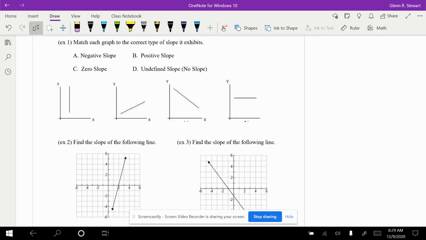So example number 1, match each graph to the correct type of slope it exhibits. If you look at this first graph, that is a vertical line, that is a slope that is undefined. You'll always see that whenever you have something with no slope. In the next one, the y and the x start at the bottom left and then go to the top right. That's a positive slope. The next one starts in the top left and goes downward to the bottom right. That's a negative. And then anytime that you see a line that goes straight across, that's going to be a slope that is 0.